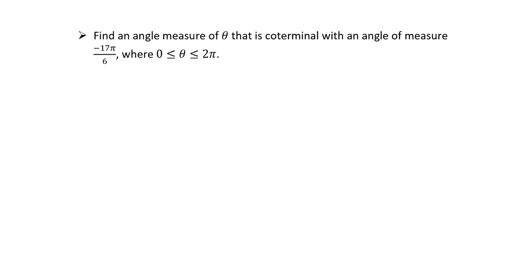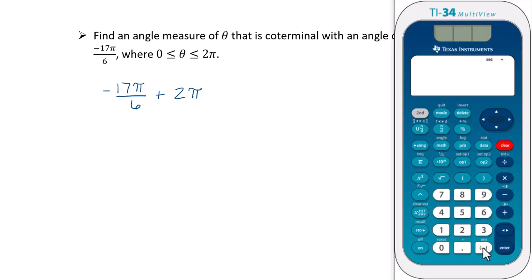Let's find an angle measure of theta that's coterminal with an angle of measure negative 17 pi over 6, but where theta lies between 0 and 2 pi. So I have a negative 17 pi over 6, and I'm going to add 2 pi as many times as I need in order to get the angle between 0 and 2 pi. We'll use our calculator again to help us with this.